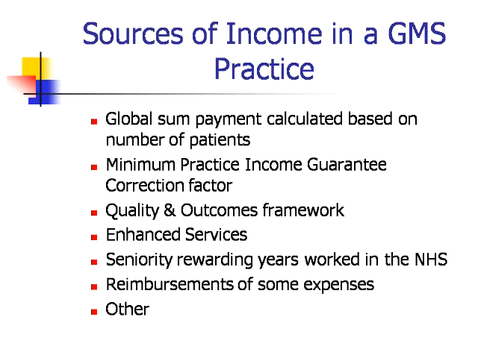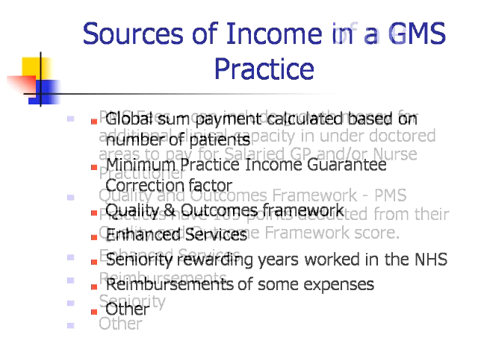So what are the sources of income for a GMS practice? The sources of income in a GMS practice are the global sum payment calculated based on the number of patients, the minimum practice income guarantee correction factor, quality and outcome framework, enhanced services, seniority which rewards years worked in the NHS, reimbursement of some expenses and other income.